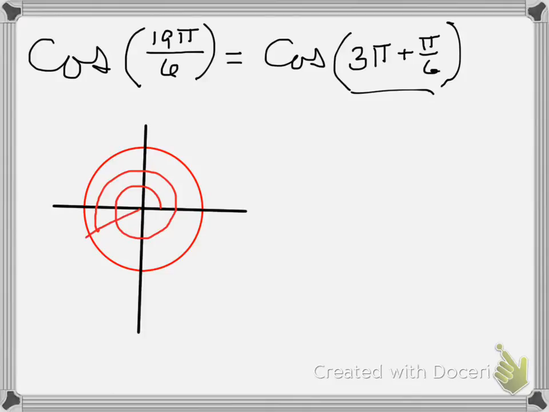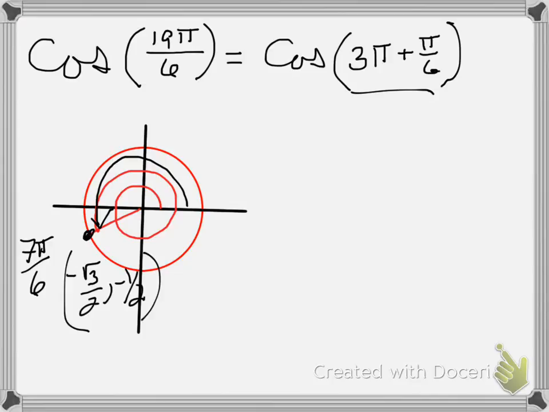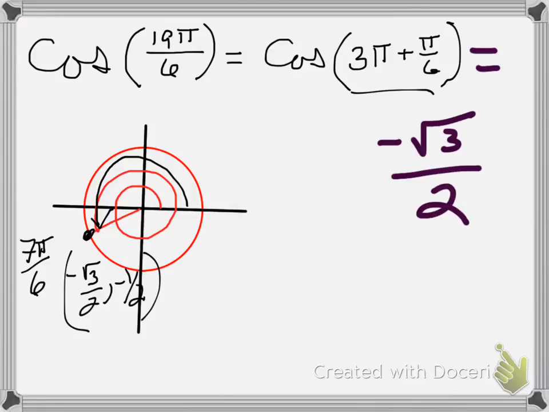Well, there's the 3 pi plus the pi over 6, but if I looked at just that angle, that would be 7 pi over 6. And we know the coordinates of that point would be negative square root of 3 over 2, negative 1/2. Now this is a cosine, so what we want is the x value. So the cosine of 19 pi over 6 is going to be negative square root of 3 over 2.